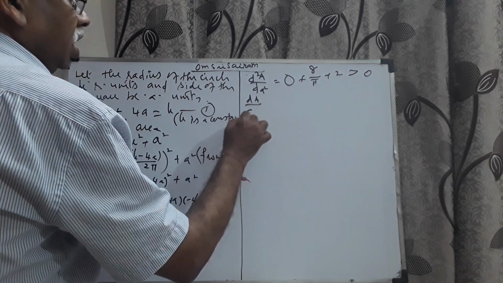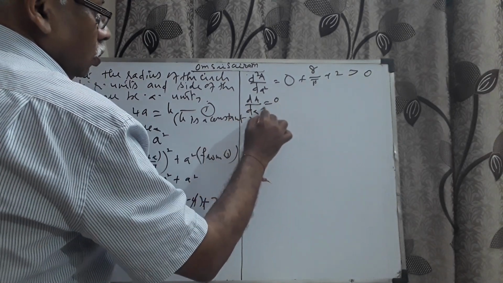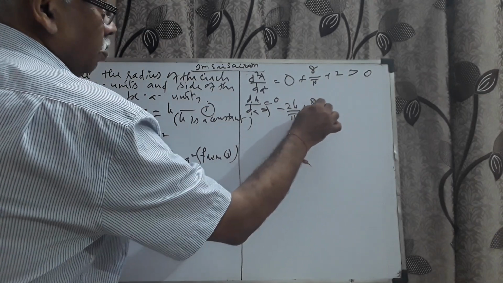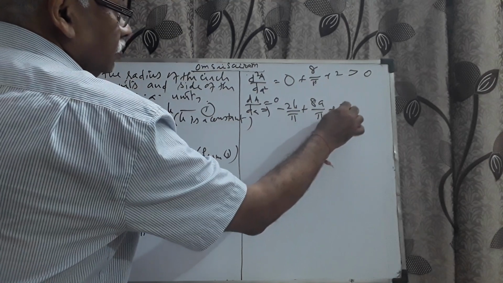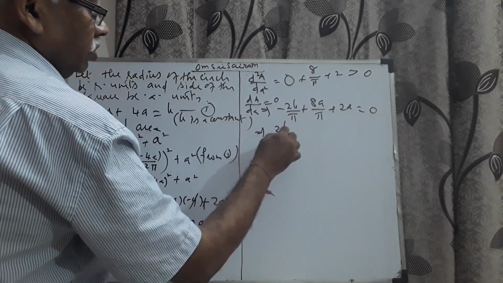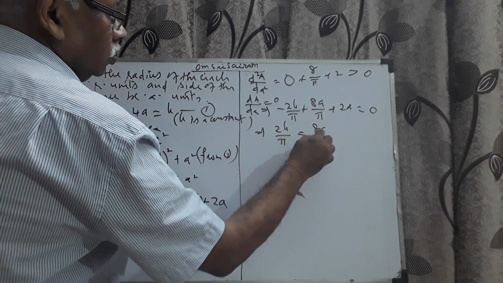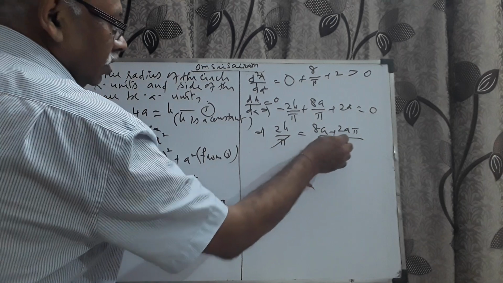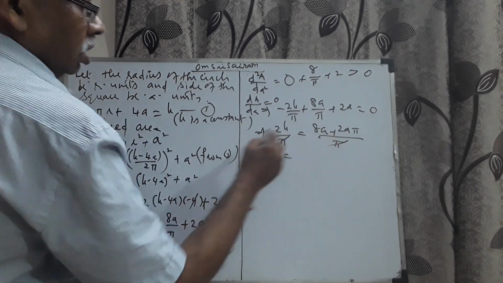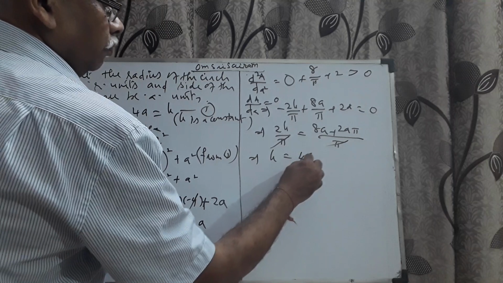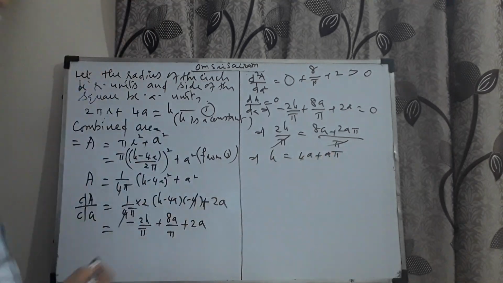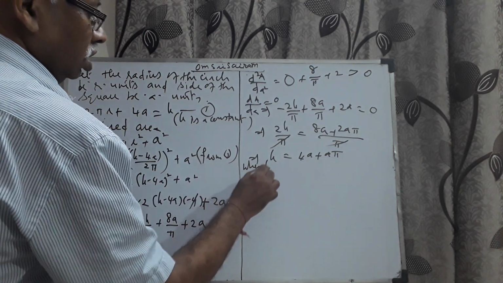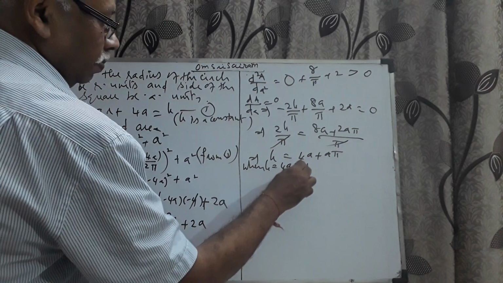Now taking dA by da equal to 0, I end up with minus 2k by pi plus 8a by pi plus 2a is equal to 0, which implies 2k by pi is equal to 8a by pi plus 2a. After taking LCM, this pi gets cancelled. I'll end up with k is equal to 4a plus a pi. I am cancelling out 2 throughout. Therefore, k is equal to 4a plus a pi.